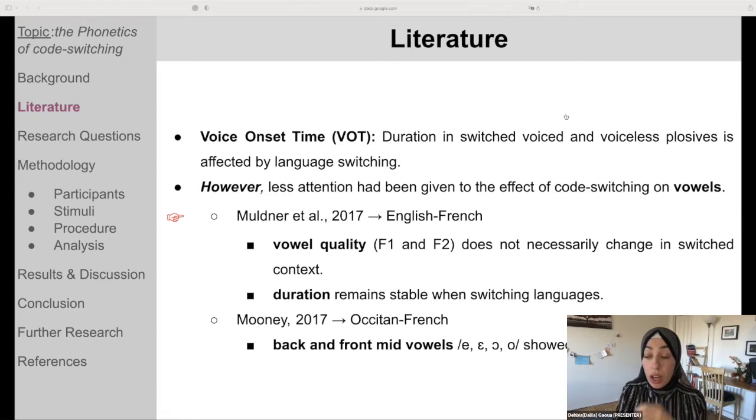However, less attention was given to the investigation of vowel quality and duration. There have been only two studies mentioned here that investigated the vowels of code switching. The first study was the one by Mudelner et al., 2017. They recruited 10 participants who were English-French bilinguals. They found that there was no effect of code switching on the backness and height of the vowels, or on the duration as well.